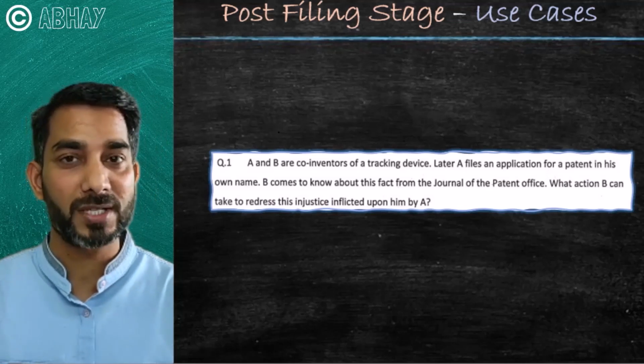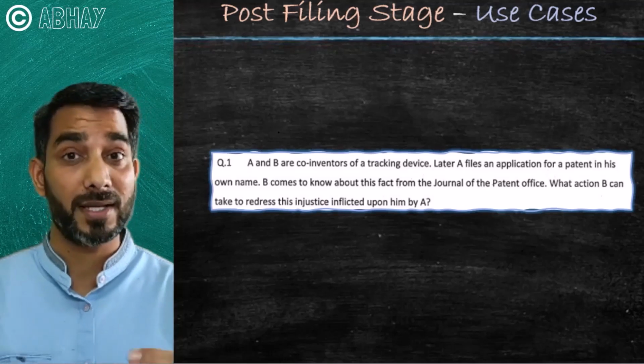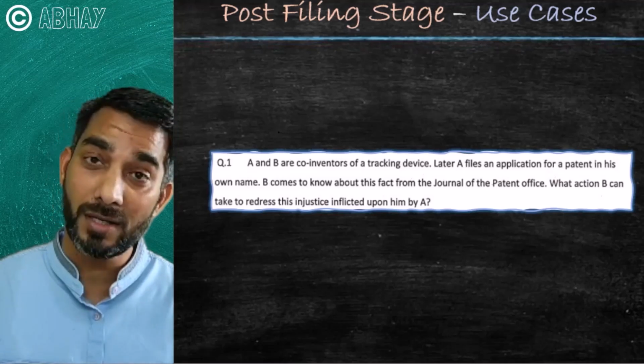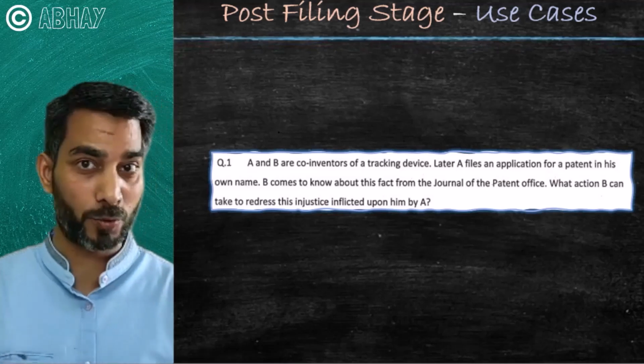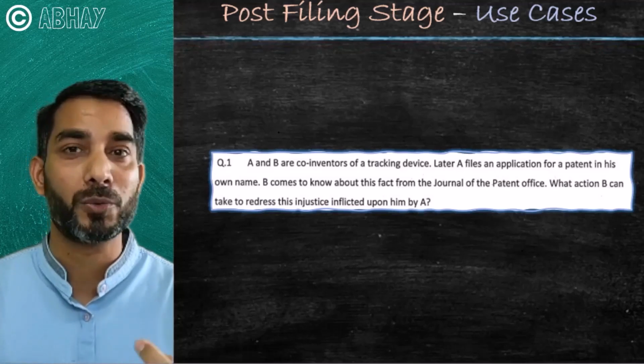So the situation says A and B jointly invented something, but then A decided to file the application on his own without involving B in it. That's a gross injustice, isn't it? If B were your client and B approaches you, how are you going to help B?